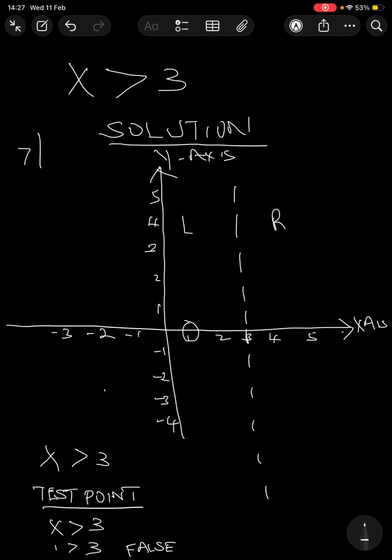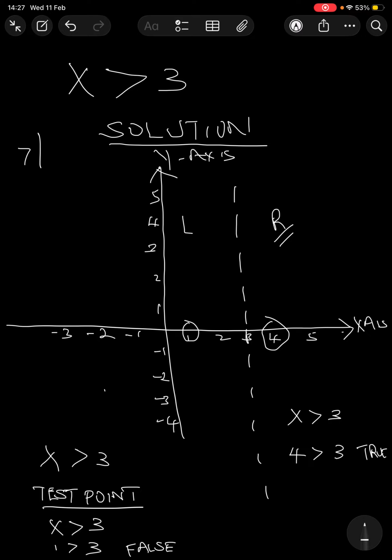Next, right hand. You pick a point. You can pick 4 as the value of x. You come back to your original equation, which is x greater than 3. Insert that number. So is 4 greater than 3? Yes, so this is true.